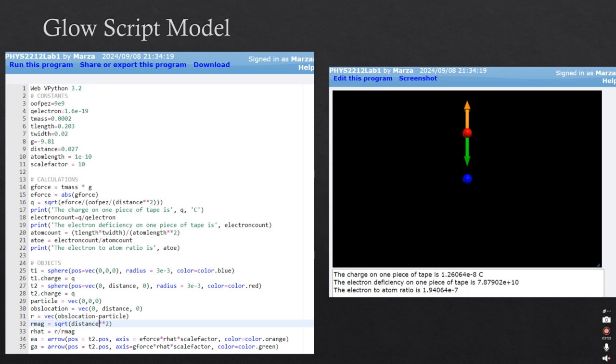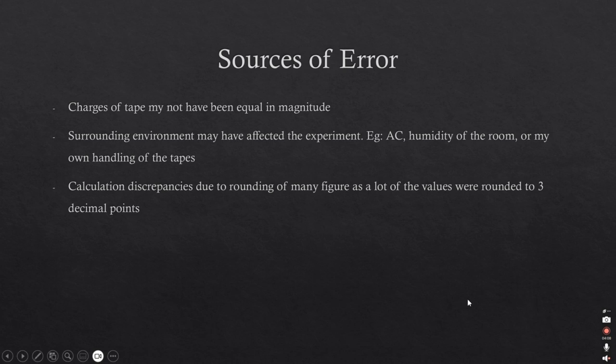So here's my GlowScript model, and as you can see, the code yielded the same values. On the right hand side you can see the values: the charge on one piece of the tape, the electron deficiency, and the electron to atom ratio.